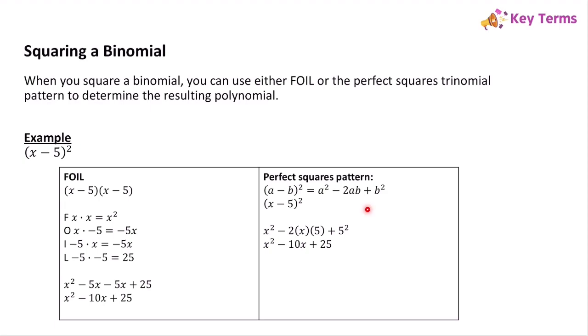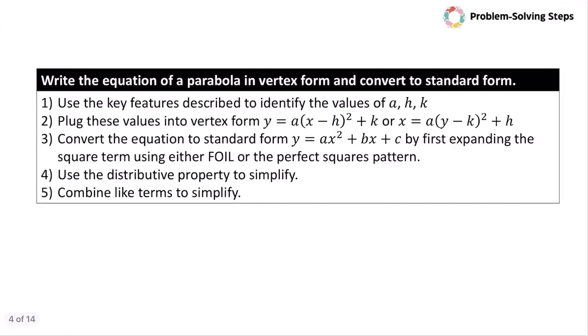So that becomes x squared minus 10x plus 25. So I'm going to be using perfect squares to expand these out, but if you prefer to use FOIL, feel free to do so. So what we're going to be doing today is writing an equation of a parabola in vertex form, and then taking that equation and converting it to standard form. So you'll start off by using the key features to identify the values of a, h, and k, and then we'll plug these values into vertex form.